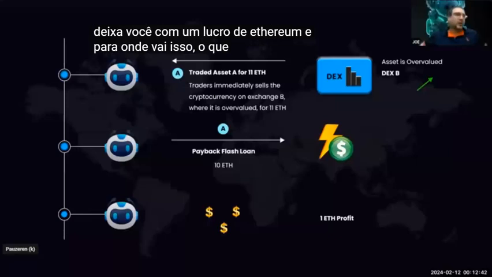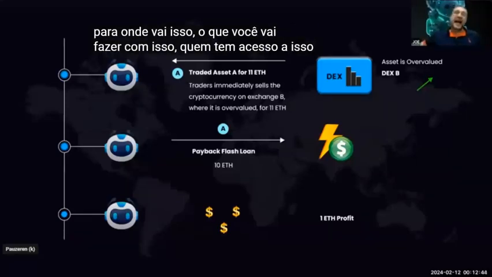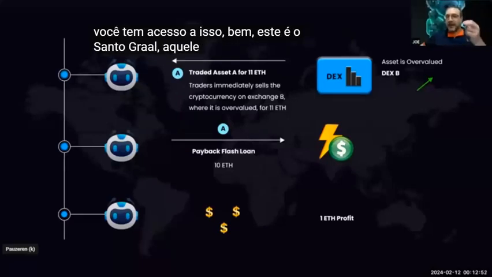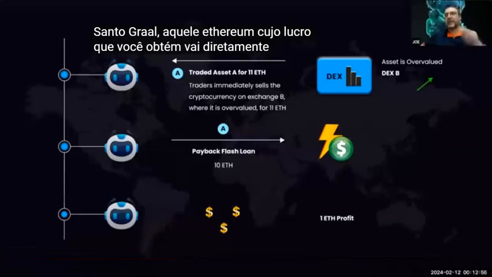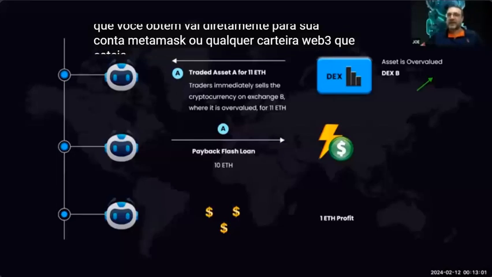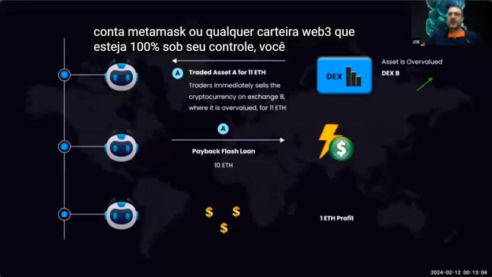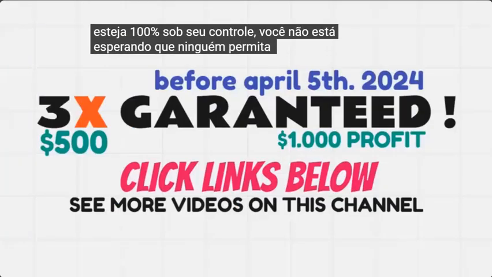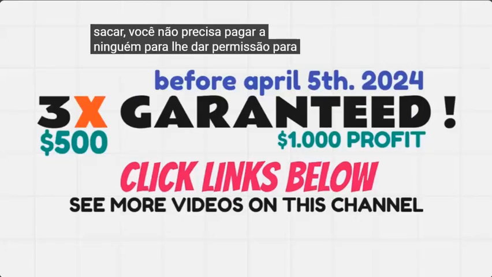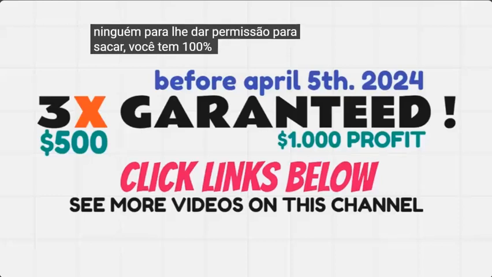And where does that go? What are you going to do with it? Who has access to that? How do you have access to that? Well, this is the Holy Grail. That 1 Ethereum, that profit that you make goes directly to your MetaMask account or any Web3 wallet that is 100% in your control. You're not waiting for anybody to allow you to withdraw. You're not having to pay anybody to give you permission to withdraw. You have got 100% control.